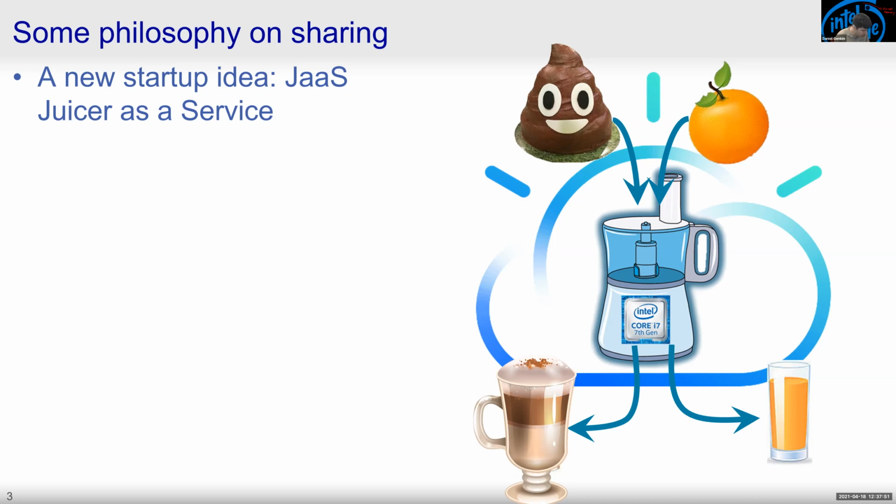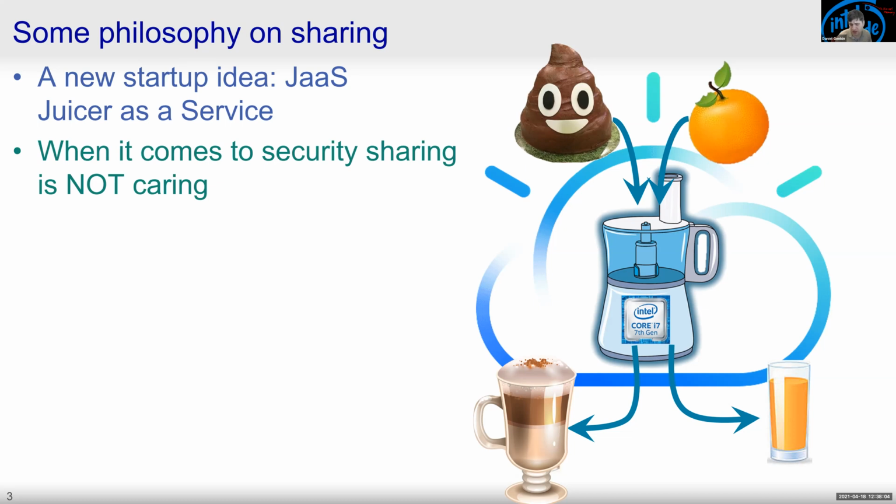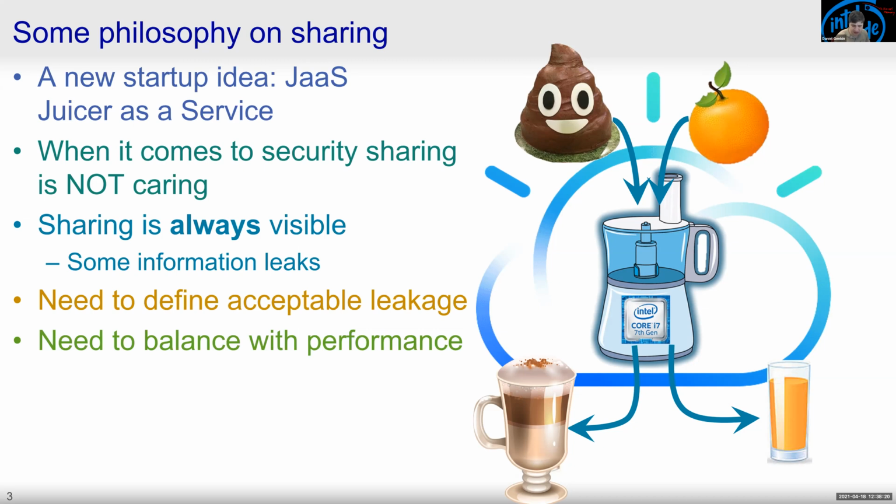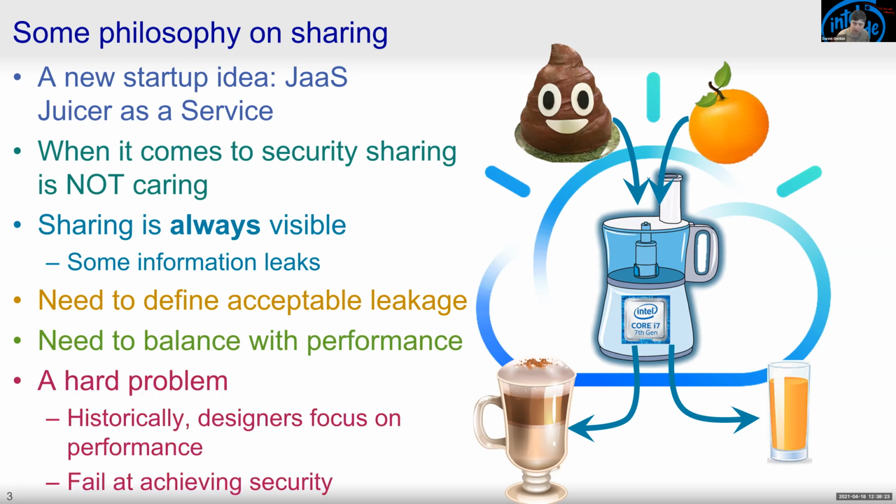But if we were to recognize and be honest with ourselves that this is what we're doing, and we're doing it due to economic pressure, we also must compromise on the product we'll get. And in particular, when it comes to hardware security, sharing is not caring. Sharing is an expression of hate. Something will always be visible, something will always leak, and if we are to do this, we need to redefine the acceptable notion of leakage. It means that we have to balance leakage with performance, and historically we're not very good at that, because historically we've focused mostly on performance and very little on security.